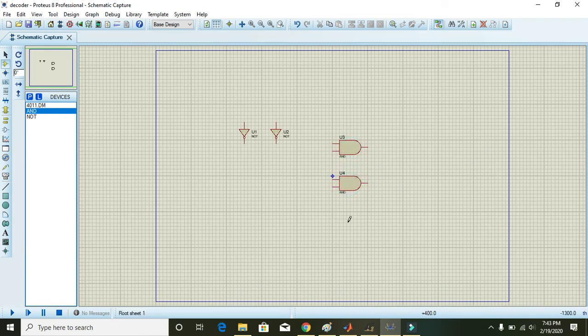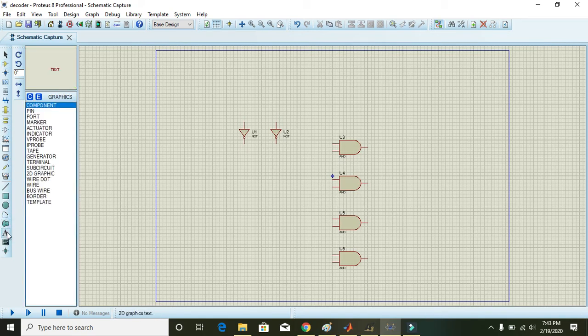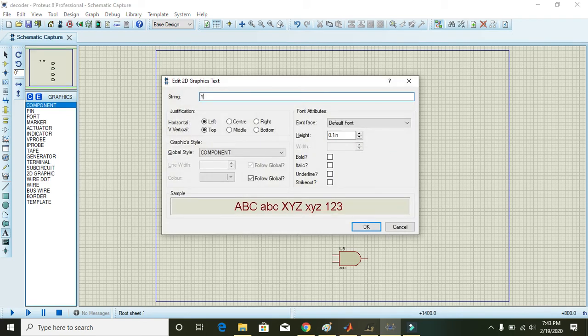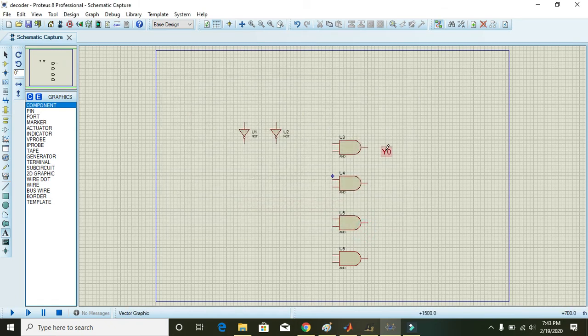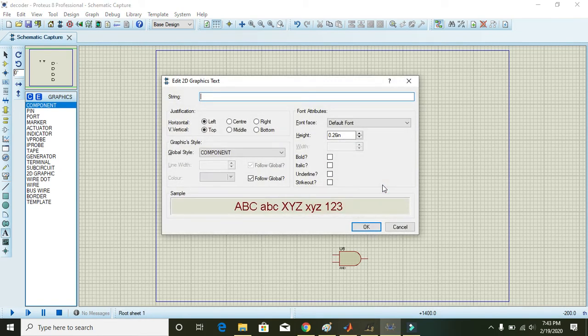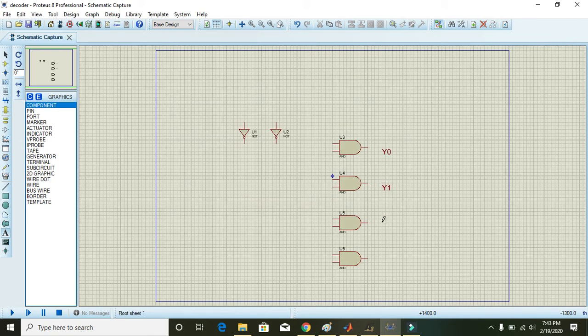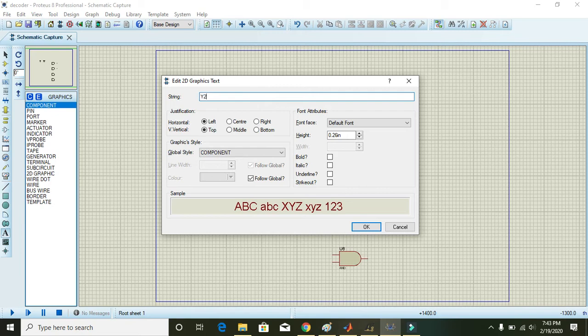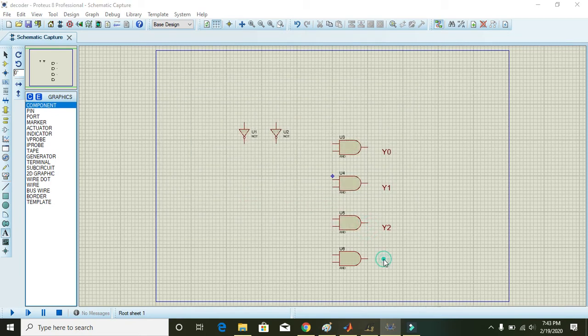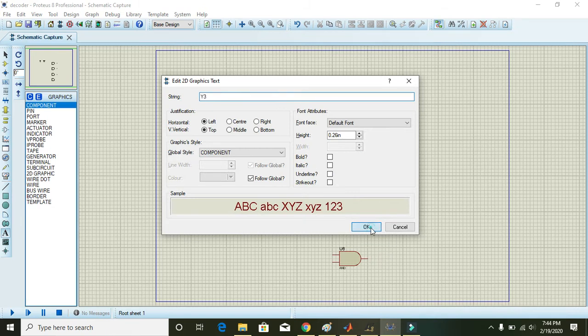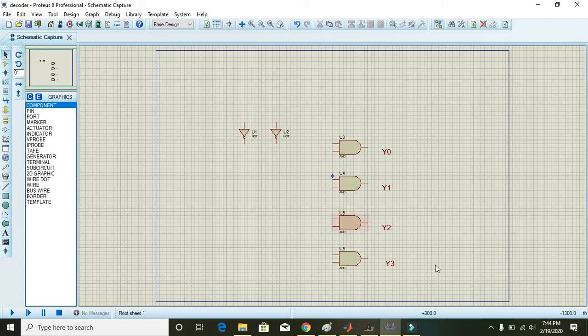Place 4 AND gates also. Take this text right here, it is Y0, increase its size. It is Y0, it's Y1, Y2 and Y3. After we complete it, then it's easy for us to understand this.